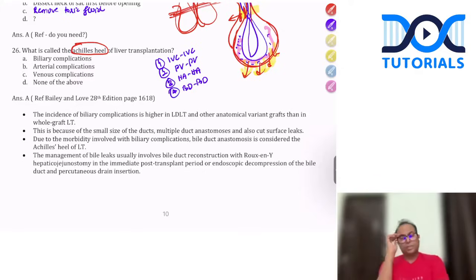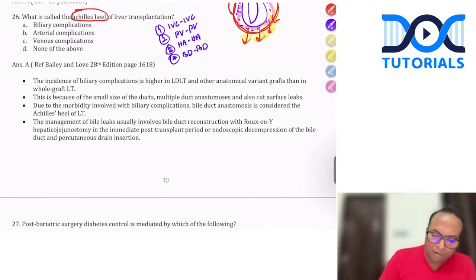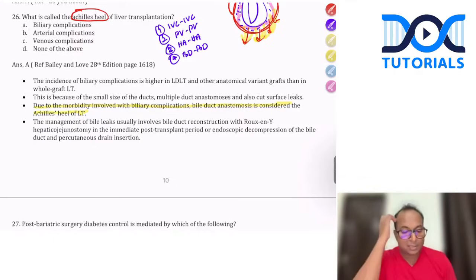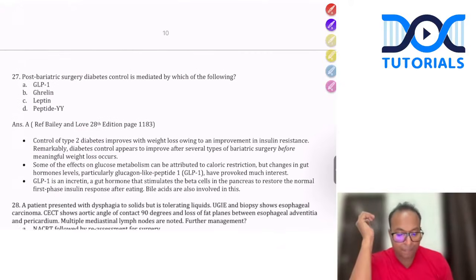So reperfusion syndrome happens during portal vein reconstruction. The major point is that due to the morbidity involved with biliary complications, bile duct anastomosis is considered to be the Achilles heel of liver transplant. So management of bile leaks usually involves biliary reconstruction with a Roux-en-Y hepaticojejunostomy in the immediate post-transplant period, or we may need stenting also sometimes. So the Achilles heel is biliary complication and biliary leak.